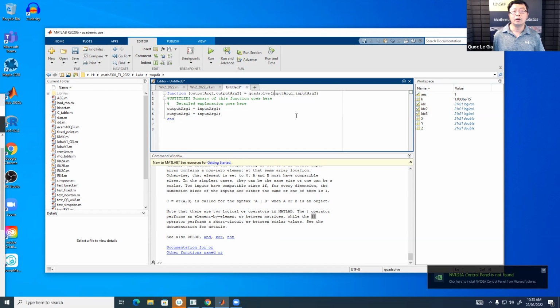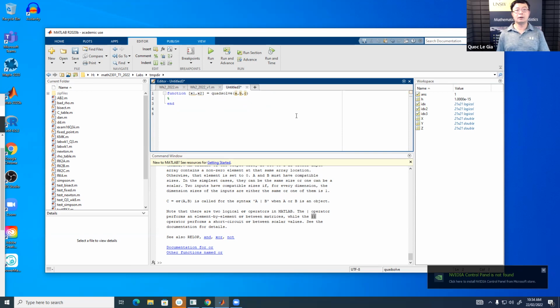Quasolve. And so now what is your input and what is your output? So what is the input and what is the output in this case? Input ABC, output X1, X2. Yes, it's correct. The input is ABC, the coefficients of the quadratic, and the output is X1, X2.